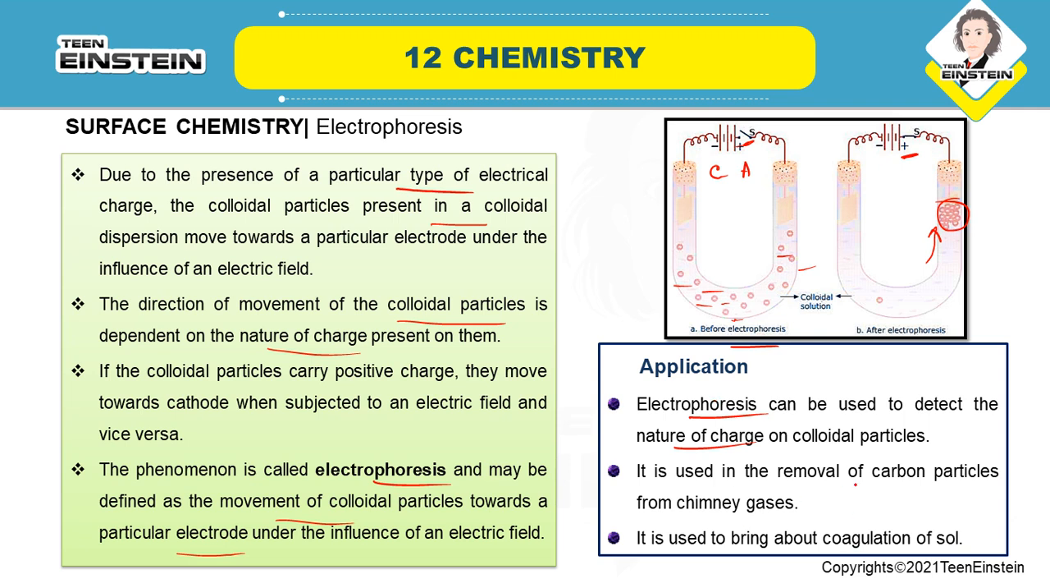It is used in the removal of carbon particles from chimney gas. In chimney gas, the dispersion medium is in the gaseous state and the carbon particles are in the solid state, so it is solid in gaseous phase. This is also a type of colloid. The carbon particles, that is the particles of the dispersion phase, will move towards a particular electrode, and as a result we can remove carbon particles from chimney gases. Basically we are separating the dispersion phase from the dispersion medium with the help of electrophoresis.